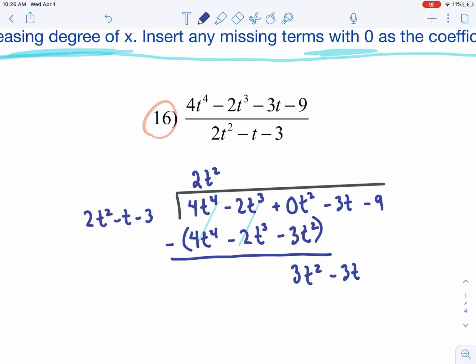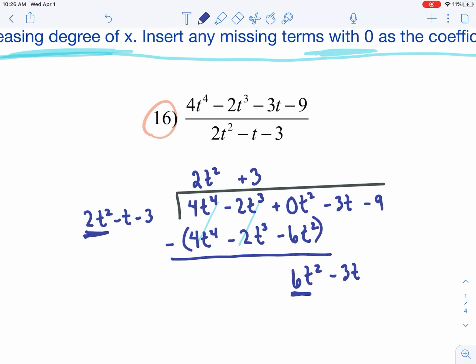Okay, now I have to think about what am I going to... Something wasn't right. This was a 6. You just got to be very, very careful. This is why I don't like this stuff, because I often have to try things multiple times. Okay, there we go. Now, what do I multiply 2t squared by to give me 6t squared?